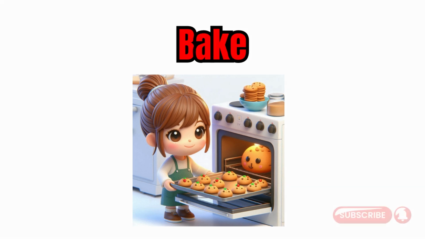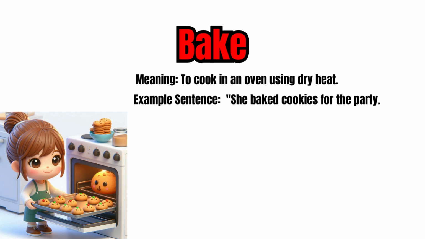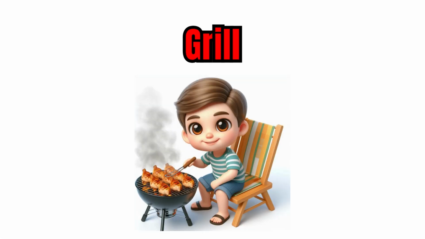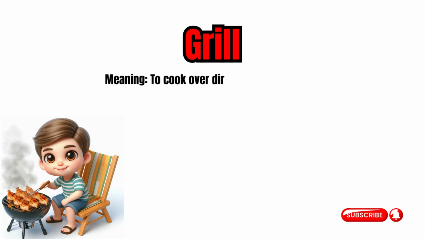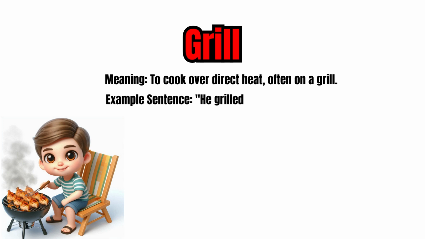Bake, meaning to cook in an oven using dry heat. Example sentence, she baked cookies for the party. Grill, meaning to cook over direct heat, often on a grill. Example sentence, he grilled the chicken for dinner.